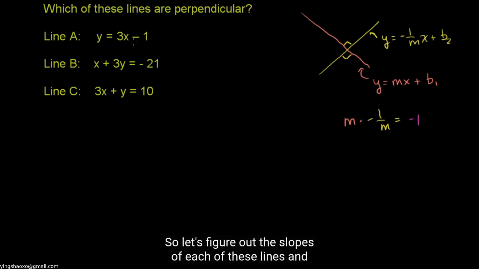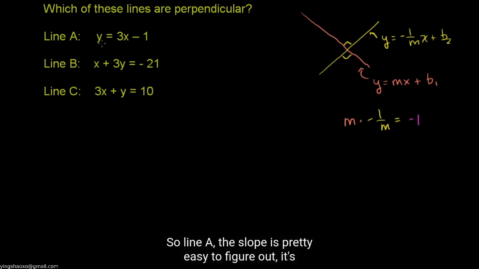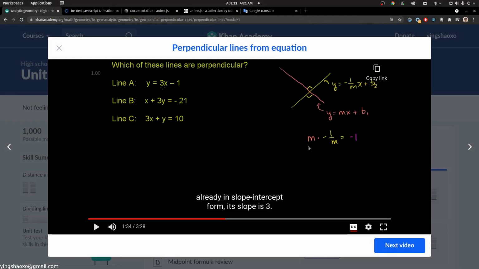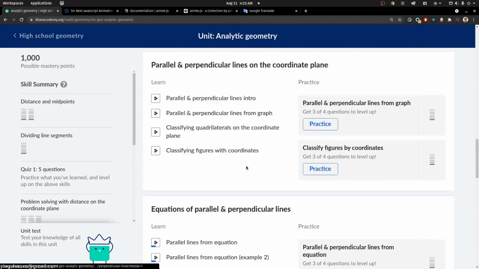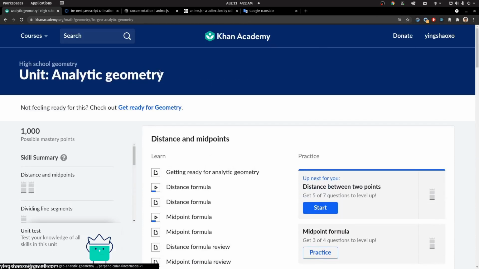So let's figure out the slopes of each of these lines and figure out if any of them are the negative inverse of any of the other ones. So line A, the slope is pretty easy to figure out. He already told us if two lines are perpendicular, then if you multiply the two lines' slopes, you will get negative 1. That's a rule to determine if two lines are perpendicular. But he didn't tell us why. But that's fine.